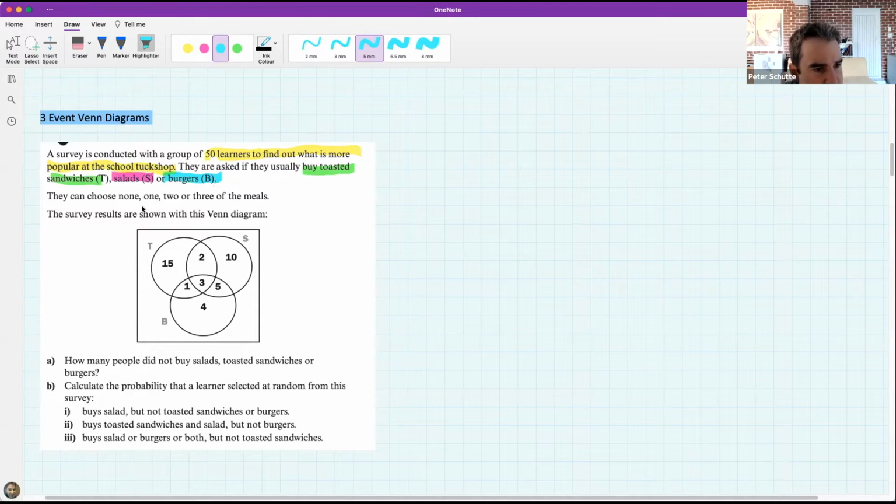Now, they can choose none, so not buy anything. They can buy 1, 2, or 3 things from the school tuck shop. And what this Venn diagram is showing you is the sandwiches in the first circle, the salads is the S, and then the burgers over here. And then outside of that would be the people who don't buy anything for lunch. I want you to try and answer A for me. Try and answer A.